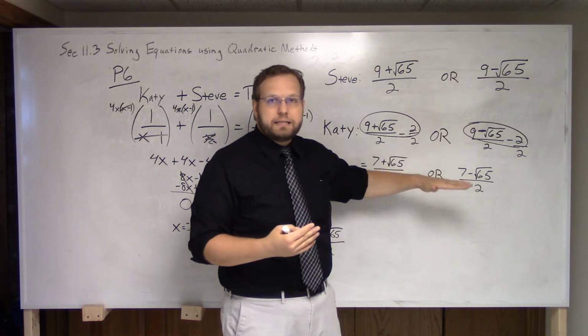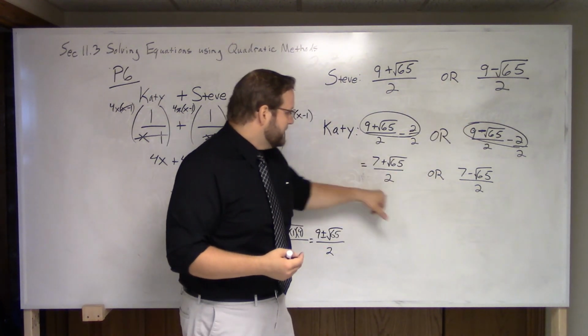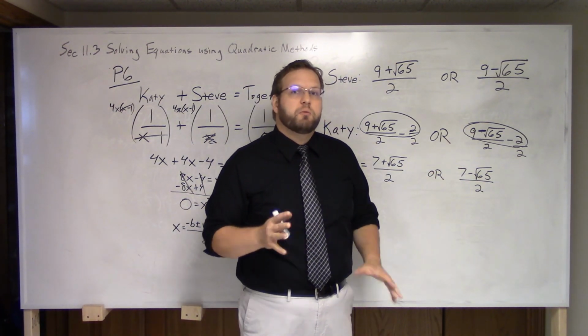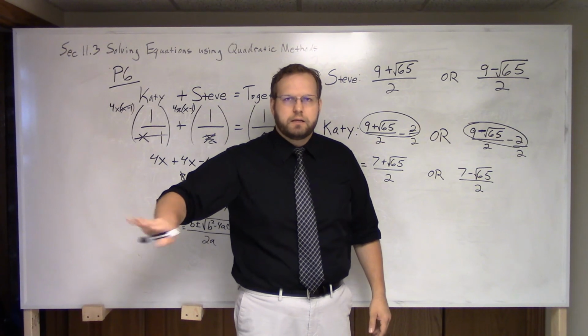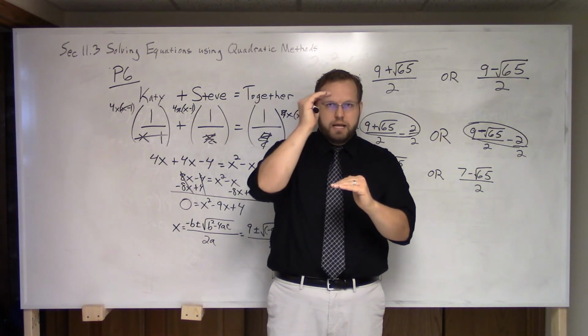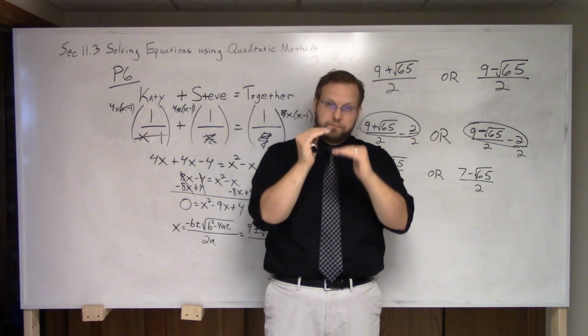Let's go down to Katie's times. Again, all positive. But here, square root of 65 again is what, approximately? You don't need a calculator for that. Perfect squares, 64 and 81. 65 is between there, okay?